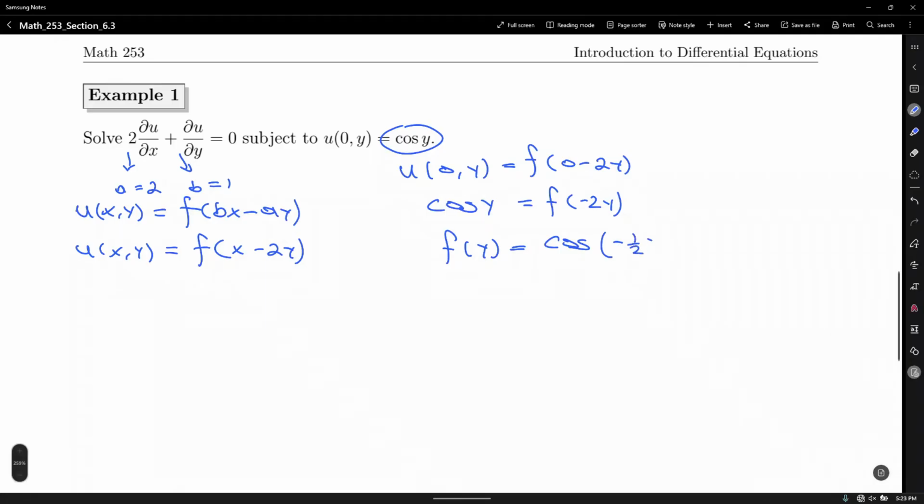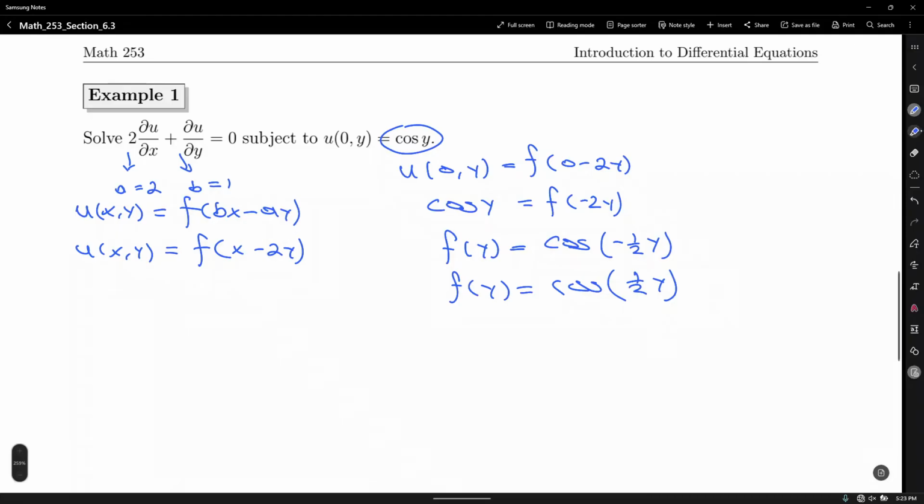I think it's better. But what do we know about the parity of cosine? Isn't that, what's it called, an even function? So cosine of a negative is cosine of the same angle, positive, right? And well, that's f of y. How do we get the particular solution finally?